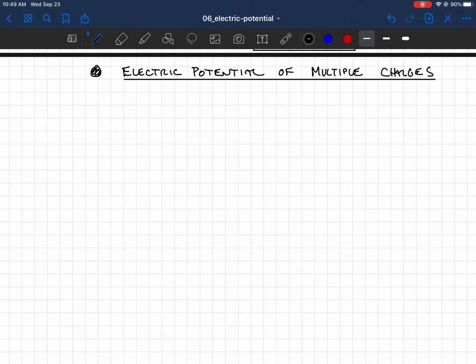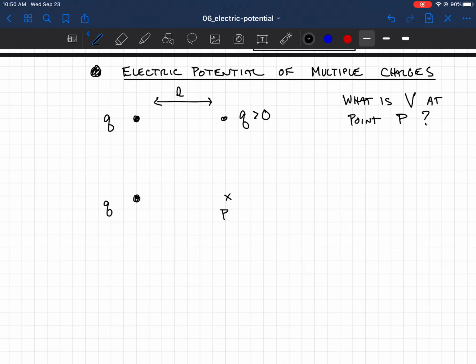So maybe let's say that we have a square of side L, and let's say that we have 3 charges, maybe Q, Q, and Q. They're all the same. Let's say that they're positive. And then this distance is L. So the question, what is V at point P? So what is the potential at point P?